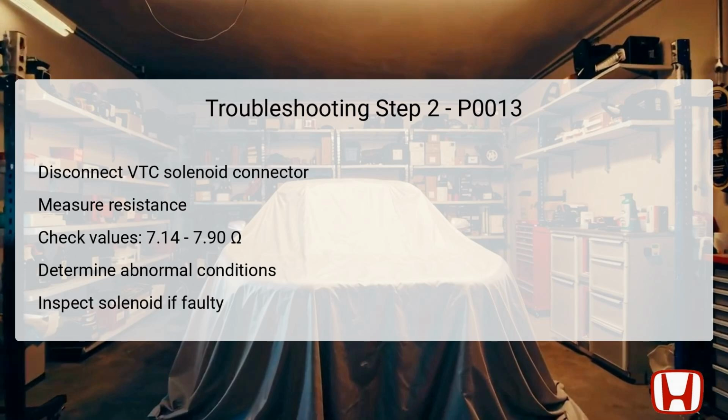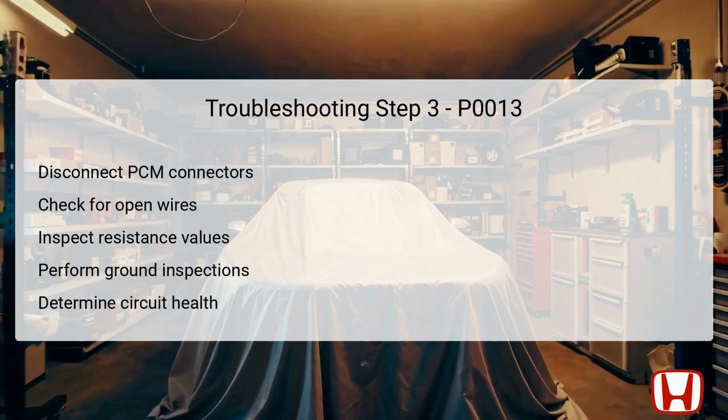A normal reading should fall within the range of 7.14 to 7.90 ohms at room temperature. If the measured resistance falls outside this range, it indicates a fault within the VTC oil control solenoid itself that requires further inspection or replacement. If the resistance is normal, it suggests that the solenoid may not be the primary issue, thus prompting a deeper review of the electrical circuits connected to the system. Clear documentation of these readings can prove beneficial for the overall diagnostics process.